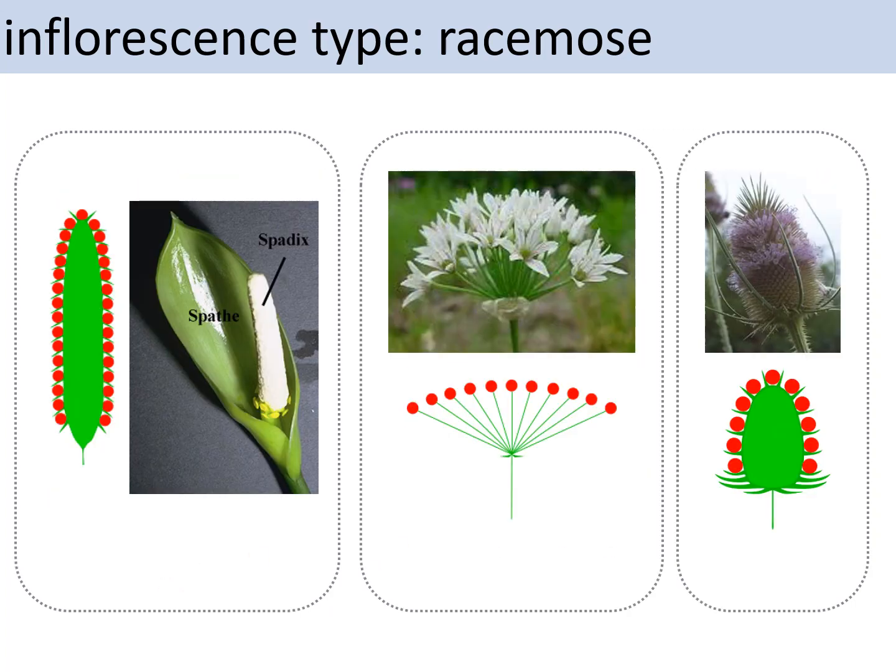In some plants, like in some Araceae family, they have a spike that is covered by a spathe. So we call this type of inflorescence spadix. So the spadix is the spike inflorescence having a spathe. This is the spadix type.